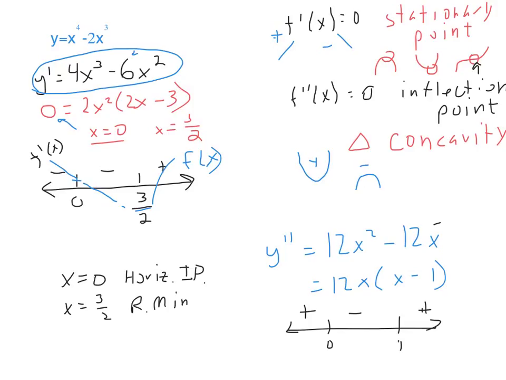So what does that mean? It means before the 0, I am concave up. After the 0, I am concave down. And then after 1, I am back to concave up. Now, notice that at 0, I have a stationary point, which means it needs to be concave up before that, but there is no stationary point before that.